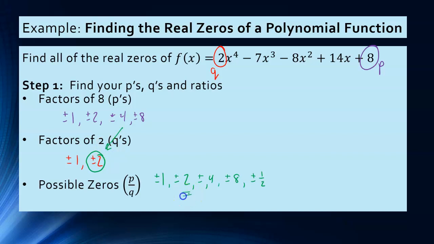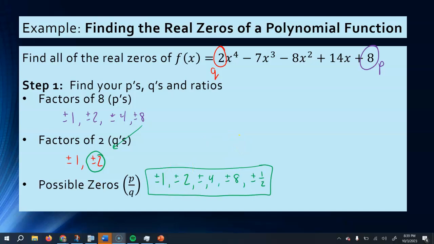4 divided by 2 is the same as 2, so we don't need to list that one again. And 8 divided by 2 is the same as 4. We don't need to list that one again. So these are all the possible rational roots, or rational zeros for the polynomial. The possible zeros is step 1. So let's go to step 2.